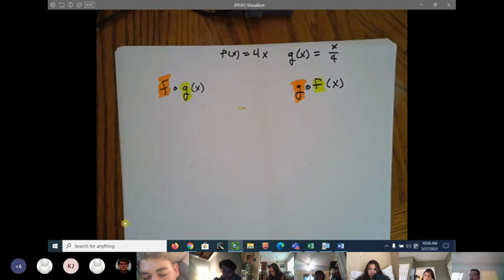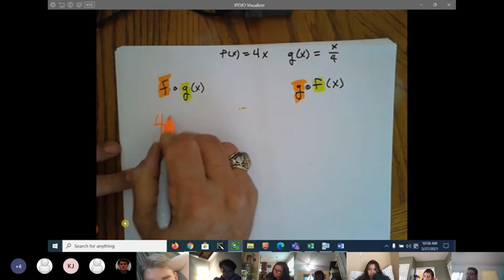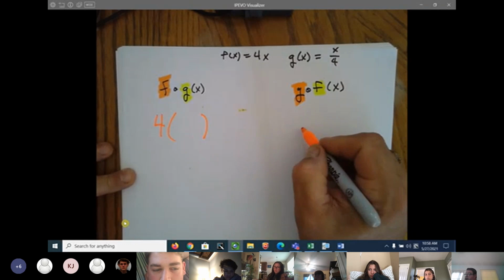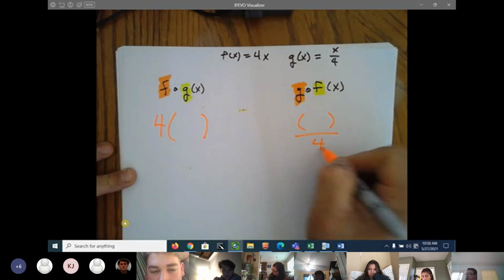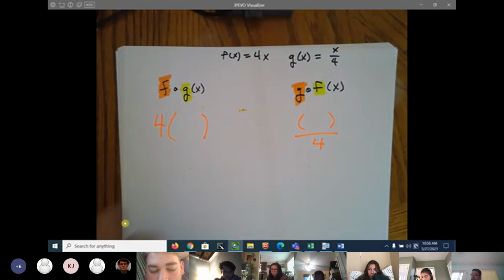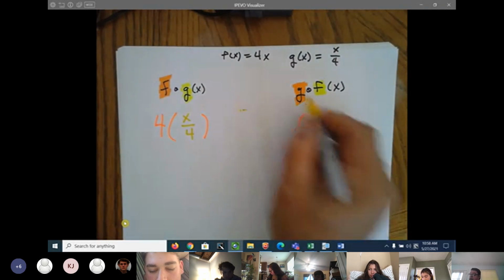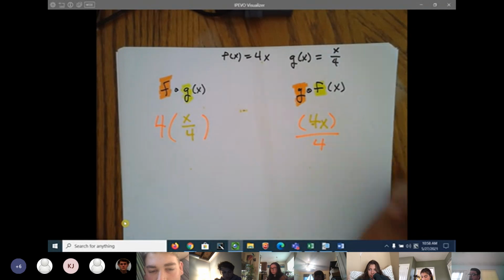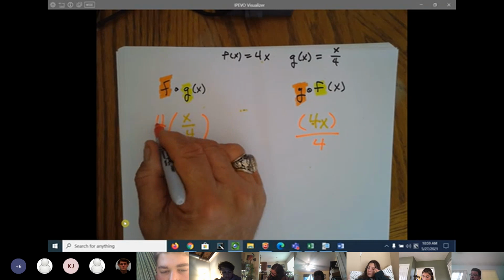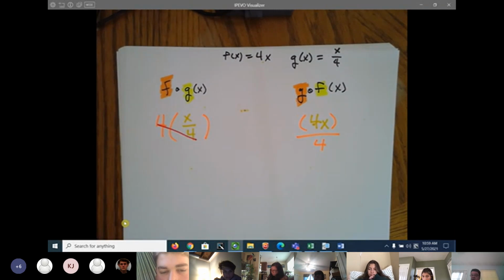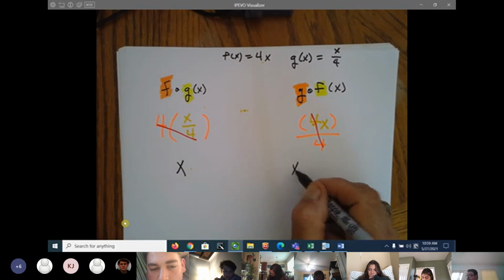All right, I'm going to write f with a big set of parentheses. And I'm going to rewrite g with a big set of parentheses. And I'm going to plug in here x over 4. And I'm going to plug in here 4x. 4's cancel. You're left with x.